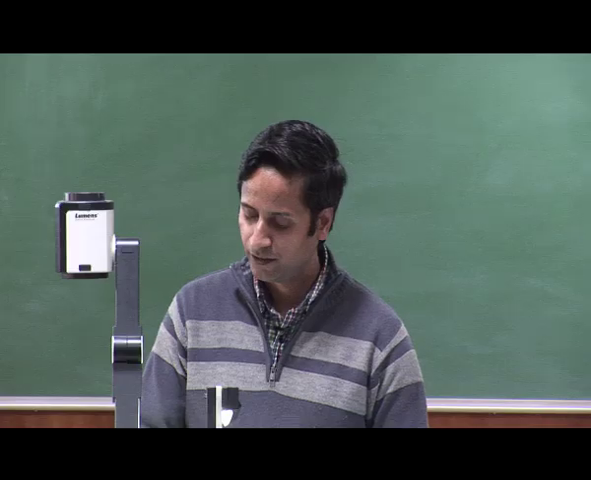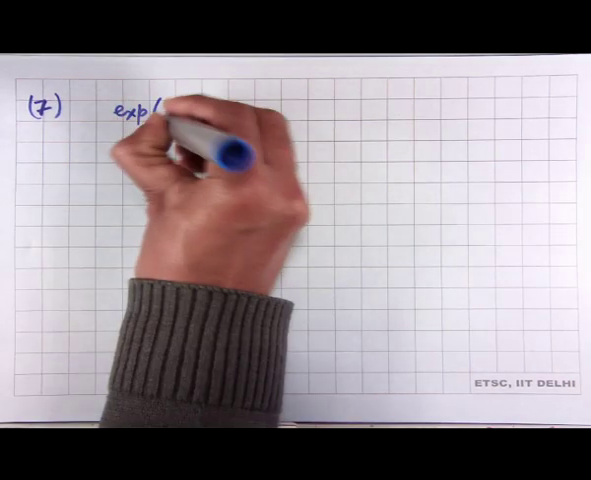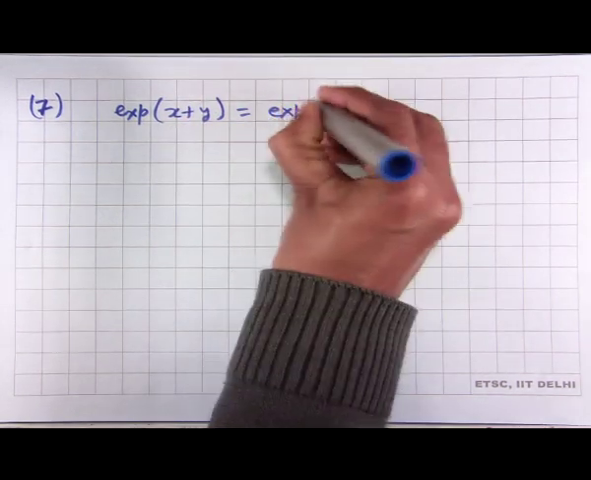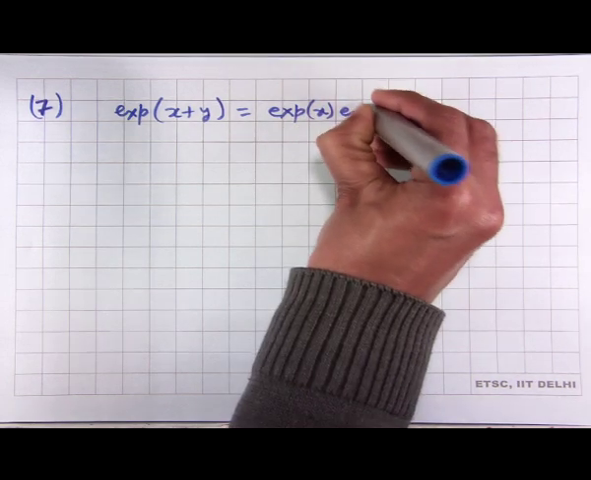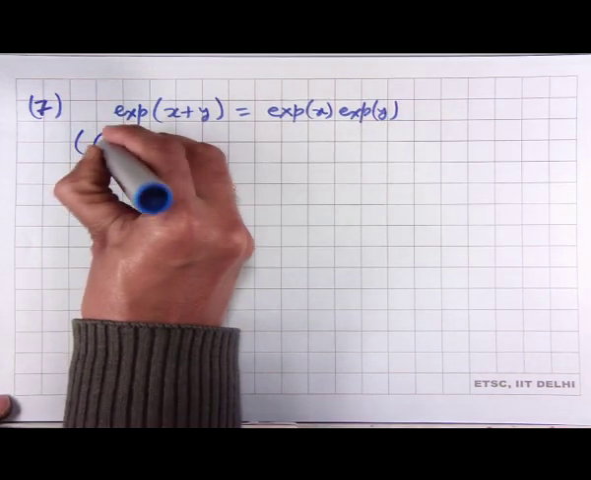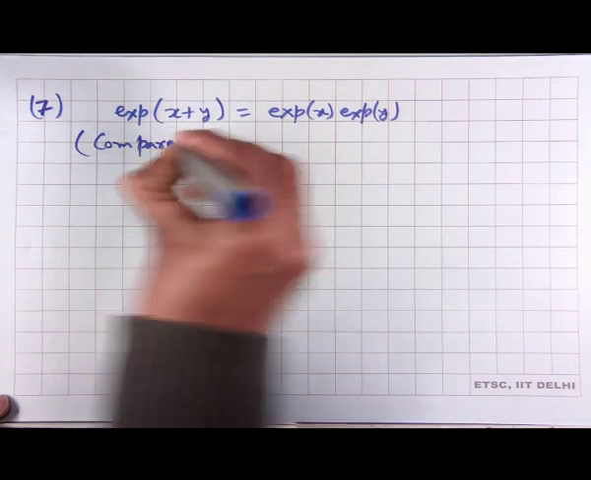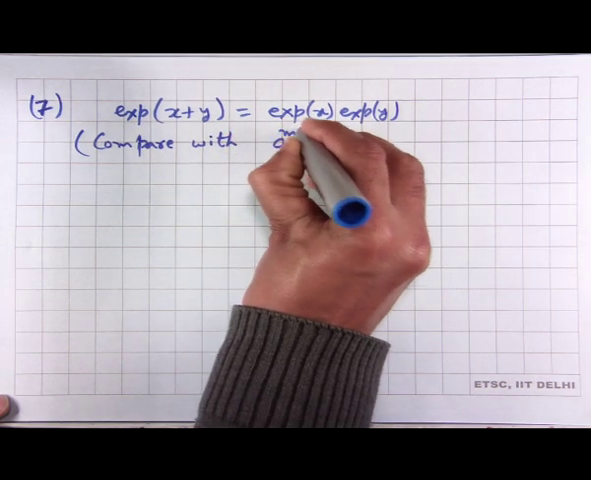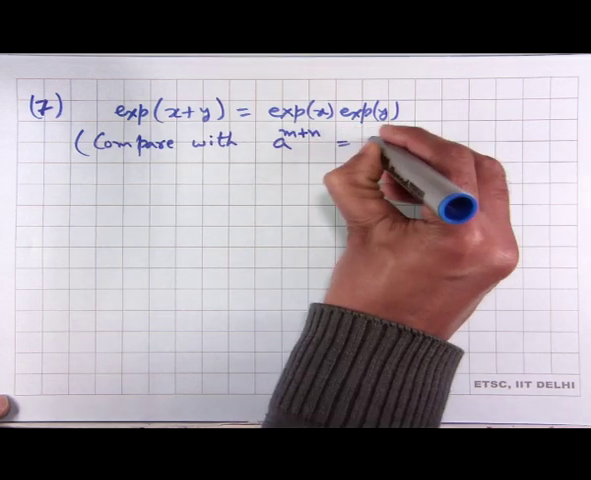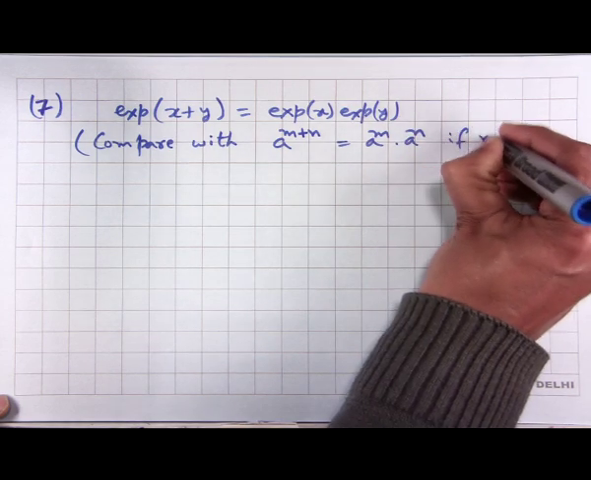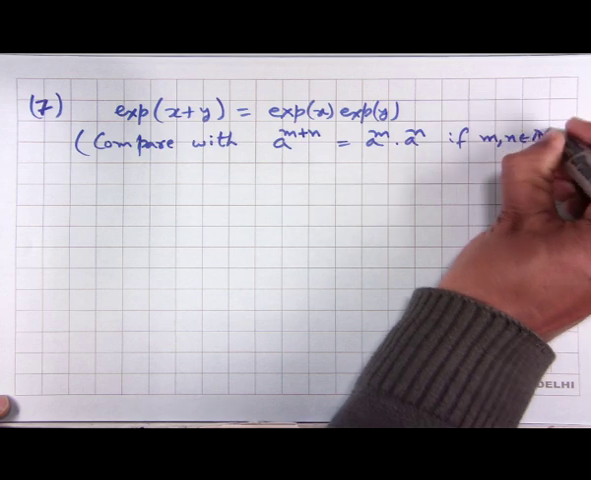So, the seventh property is very important. This says that exp of the sum x plus y is equal to the product exp(x) times exp(y). To compare with a to the m plus n equal to a to the m times a to the n, if m and n are say natural numbers.